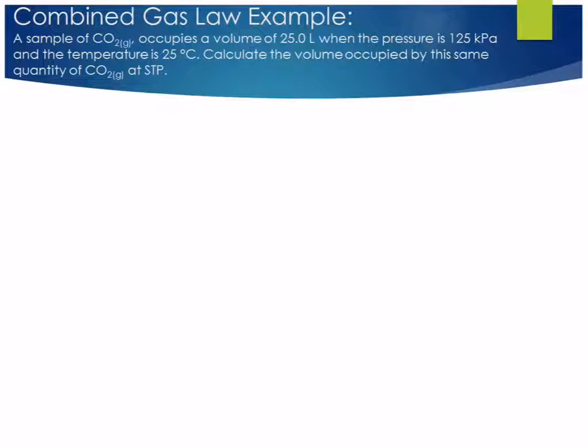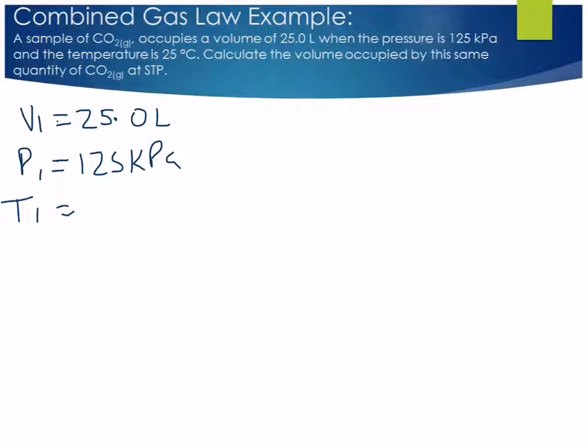We have a sample of carbon dioxide. Doesn't really matter what the gas is, so you're going to notice that a lot of times these questions will just throw in extra information that you don't actually need. So it's saying a sample of CO2 occupies a volume of 25 liters when the pressure is 125 kilopascals and the temperature is 25 degrees Celsius. So those are our initial amounts. So we get V1 equals 25 liters. P1 equals 125 kilopascals. T1 is 25 degrees Celsius plus 273, so 298 degrees Kelvin.